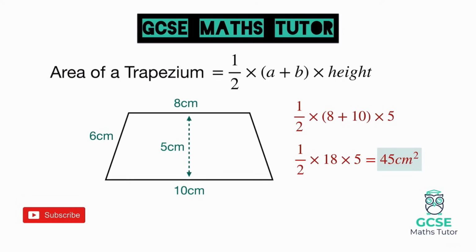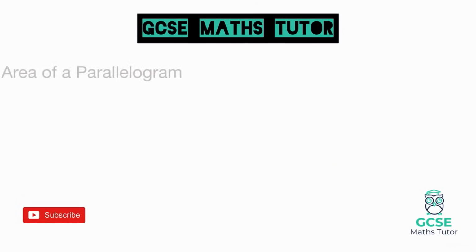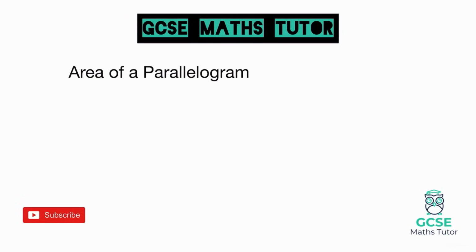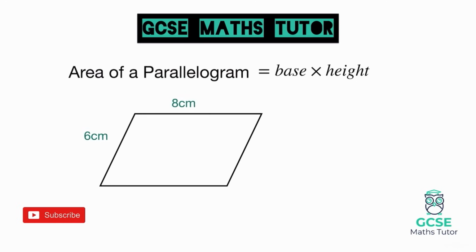Let's have a look at our next one, which is going to be the area of a parallelogram. So for the area of a parallelogram, this is quite a nice one, very similar to that of a rectangle. It is base times height. So when we're looking at a parallelogram, we obviously need a base and a height, and again we need to remember that the height there is the perpendicular height, so we'll have to add that in if we can actually work out the area of the parallelogram.